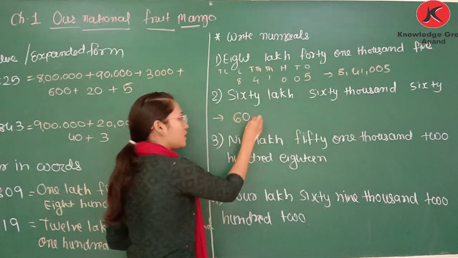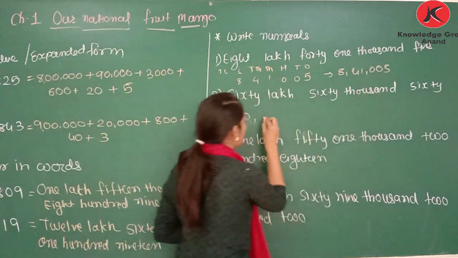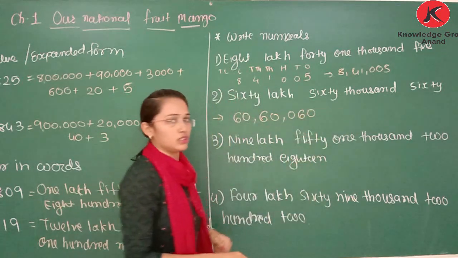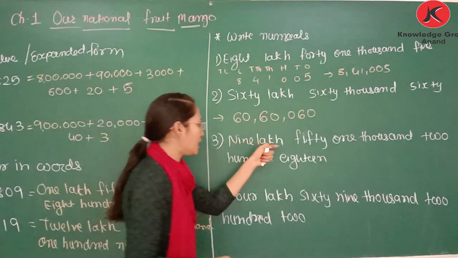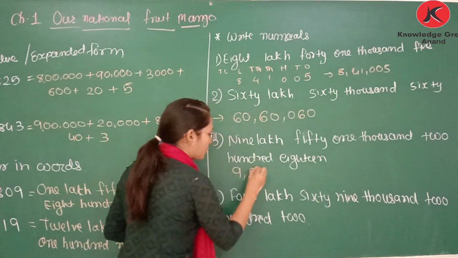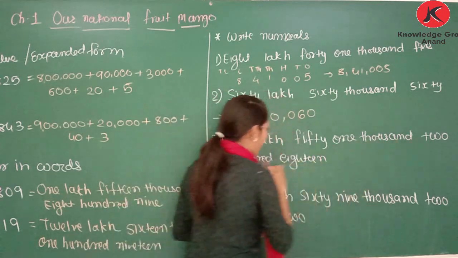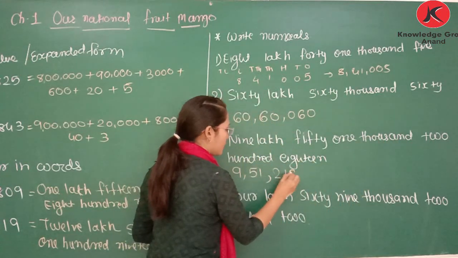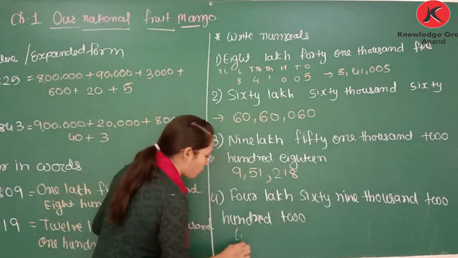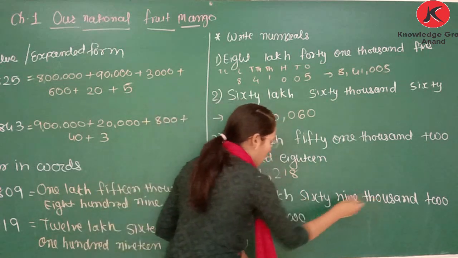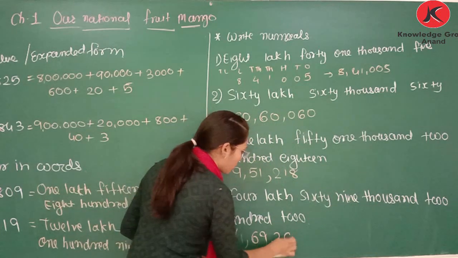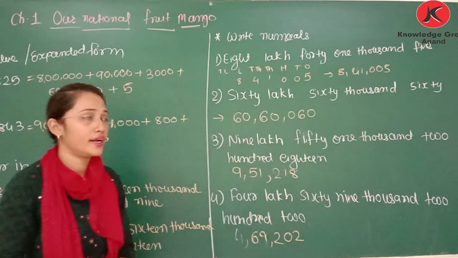Otherwise you can write directly 60 lakh. So it is 60 lakh 60,000. It is clear? Now 9 lakh 51,000. Clear? Now next one, 4 lakh 69,202. Likewise, you can write the number name.